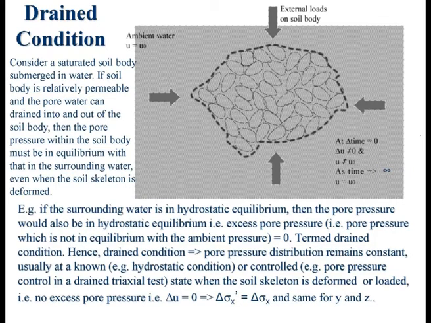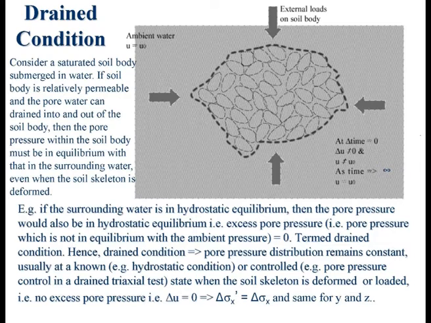Now, if this soil body is relatively permeable and the water can drain in and out of the soil body, then there must be equilibrium. The pore pressure inside must be equilibrated with the pore pressure outside. Otherwise, there will be flow of water. So they must be in equilibrium with the surrounding water. Even when you deform the soil skeleton, the water pressure has to be in equilibrium. This is what we call a drained condition.